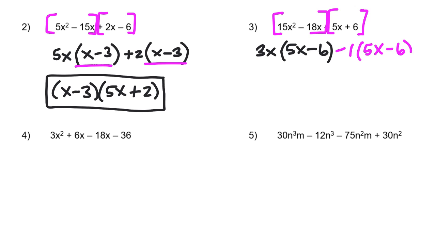So now this becomes a positive 5x minus 6. And we can factor out that 5x minus 6 as our GCF. If we factor it out, we would still have the 3x minus 1 when we cancel 5x minus 6.